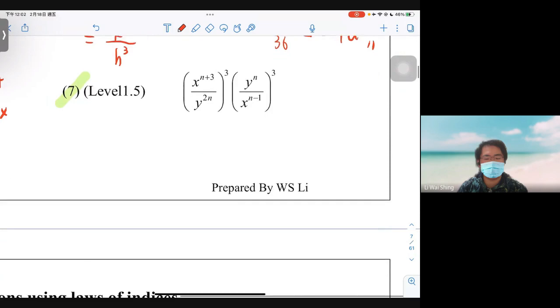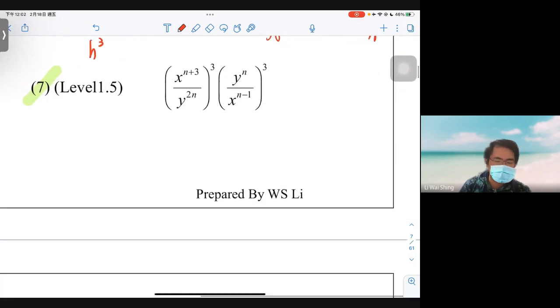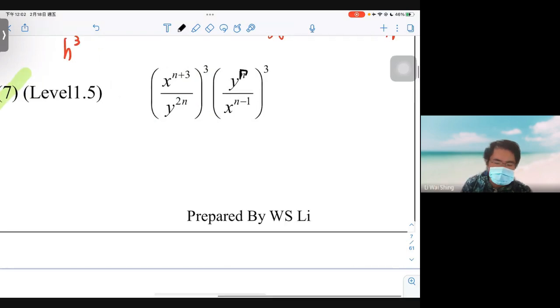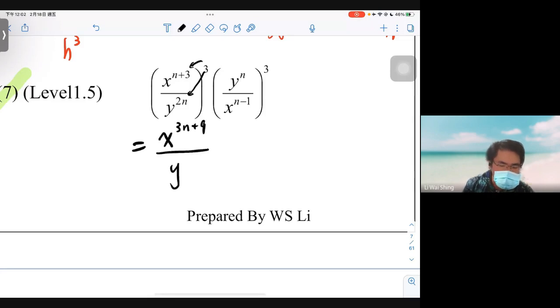Thank you. So for question 7, please do it together. Instead of having numbers in the power, sometimes we'll have n in the powers, but all the strategies are the same. For this one, you just split the 3 inside. You will have x to the 3n plus 9 over y to the 2n times 3 is 6n. Here, y to the 3n at front, and in the bottom, you will have x to the 3n minus 3.